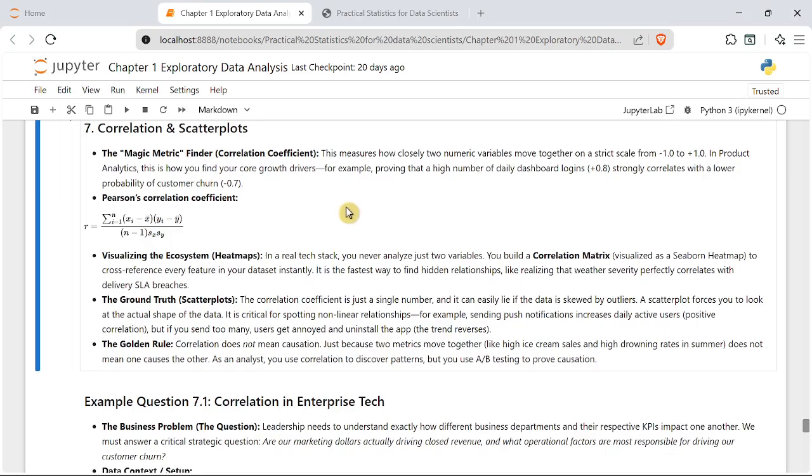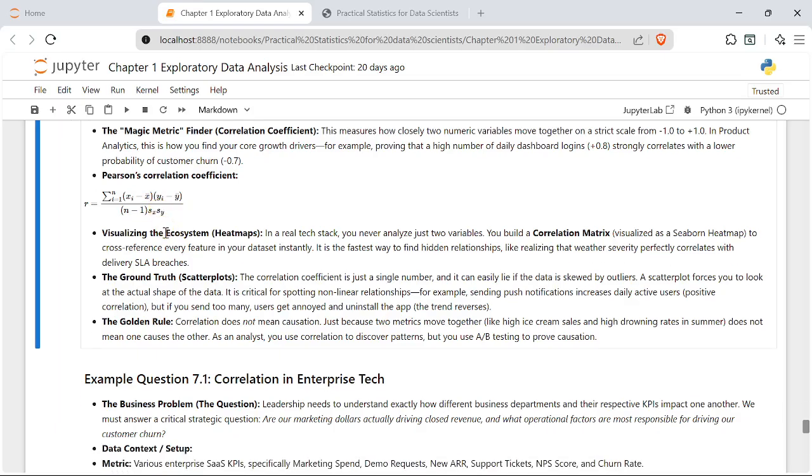Correlation coefficient. This measures how closely two numeric variables move together on a strict scale from -1 to +1. In product analytics, this is how you measure your core growth drivers. For example, proving that a higher number of daily dashboard logins strongly correlates with a lower probability of customer churn. Okay, so here is the formula of Pearson's correlation coefficient.